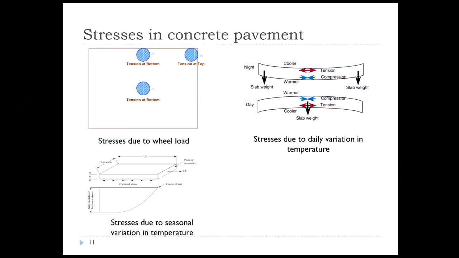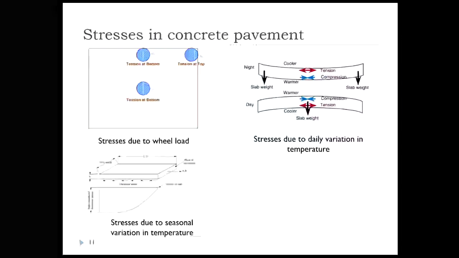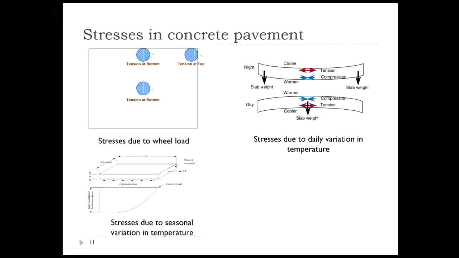Now let us have a brief understanding about the different types of stresses in a concrete pavement. We are concerned about stresses which are induced by the wheel load. So if you remember, we are concerned about three locations: when the load comes in the center, when the load comes along the edge, and when the load is at the corner.